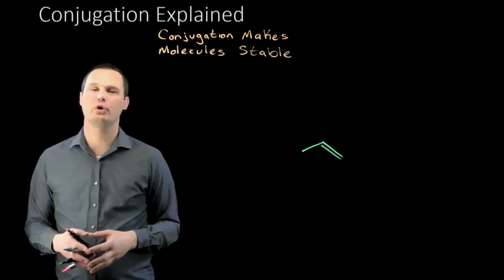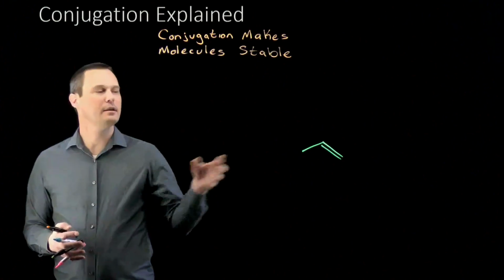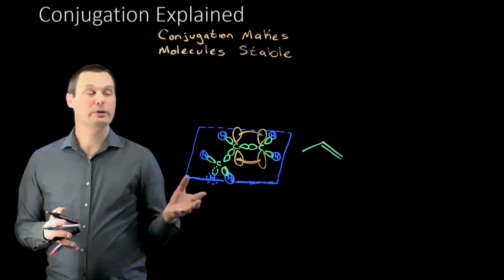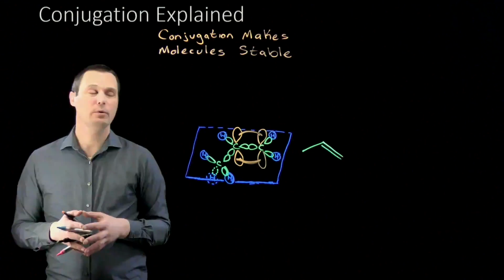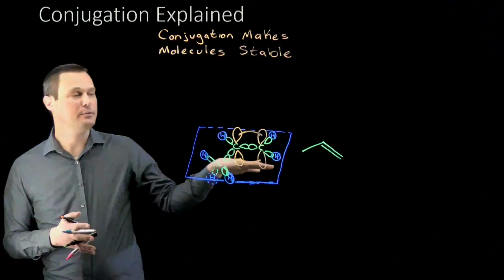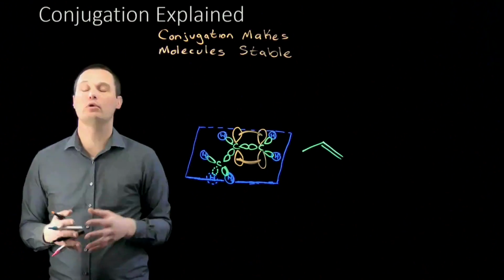To demonstrate this, I want to compare and contrast 2 molecules. I have one molecule drawn here: propene. It has a pi bond and a CH3 group on the other side. If we draw the orbital picture for this molecule, we assume that the molecule is sticking out perpendicular to this board. We can look at the p orbitals in this molecule.